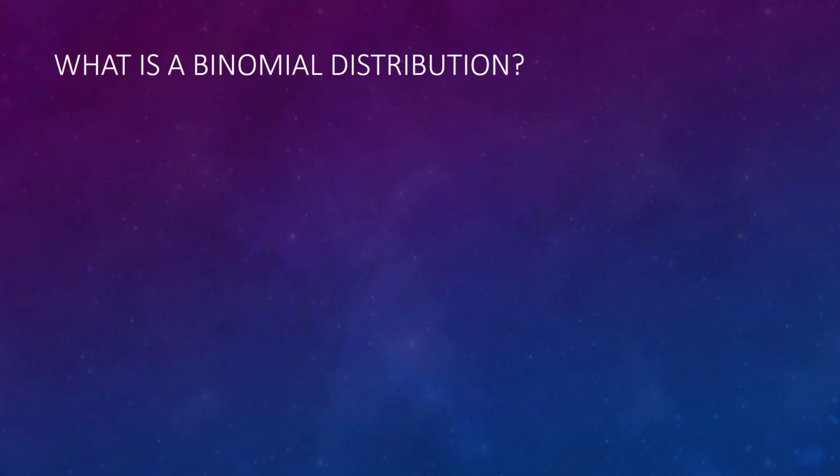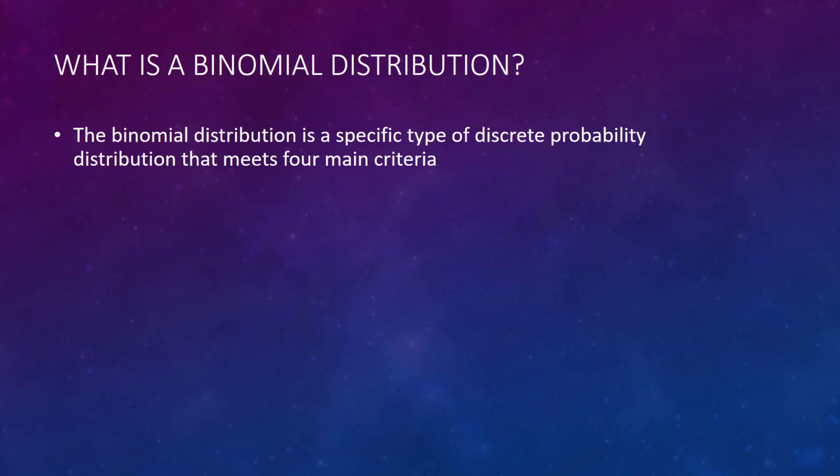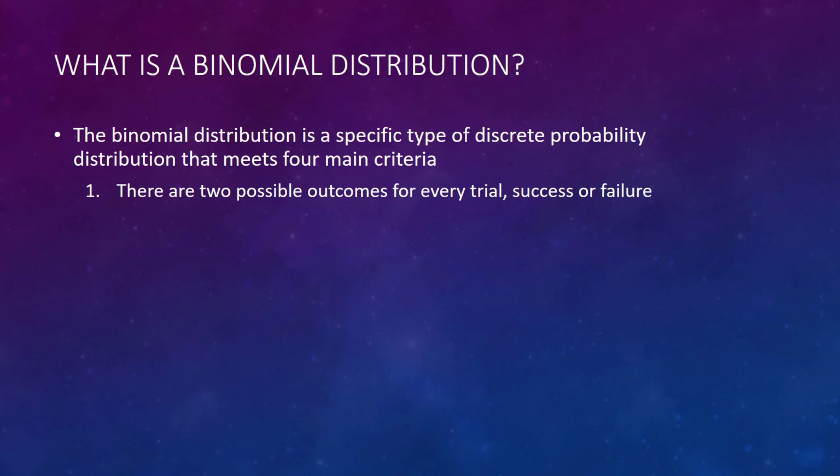What is a binomial distribution? The binomial distribution is a specific type of discrete probability distribution that meets 4 main criteria. The first of these criteria is that there are 2 possible outcomes for every trial, which we call success and failure. Number 2, the probability of success is constant among all trials.